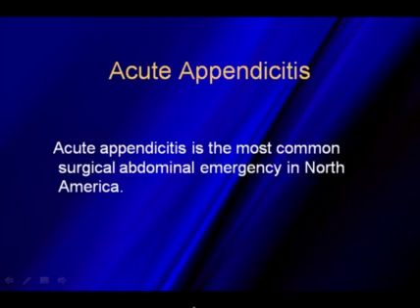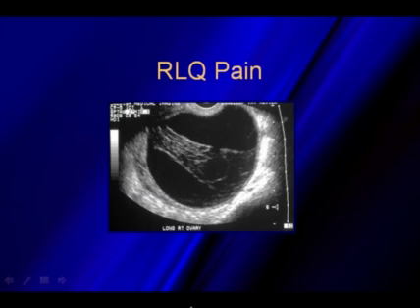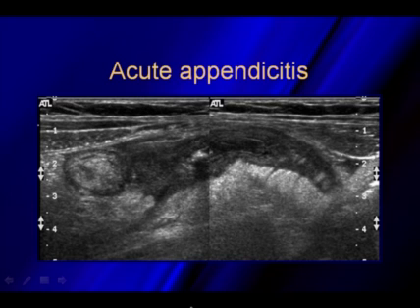Now, looking at acute appendicitis, it is the most common surgical abdominal emergency in North America. About 30% of the time, the patient's symptoms, signs, and lab findings are atypical. A lot of times, as already mentioned, when females come in with right lower quadrant pain, more often we're going to find something like this, a hemorrhagic ovarian cyst that is causing their pain rather than appendicitis.